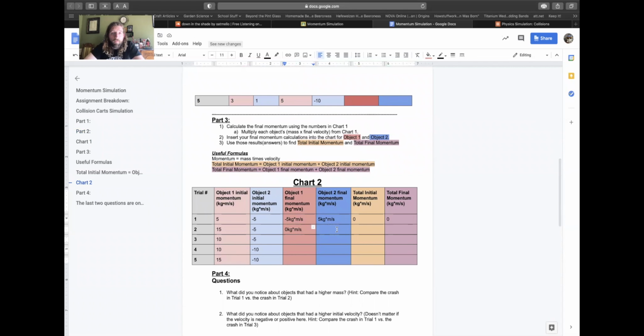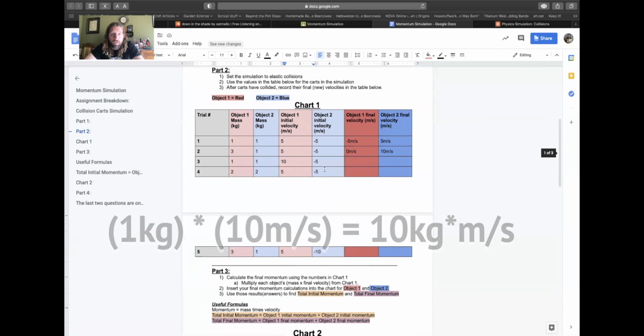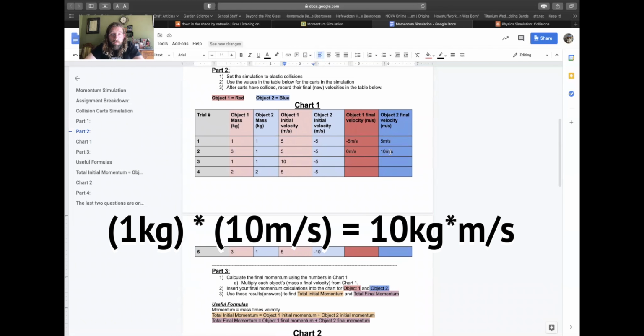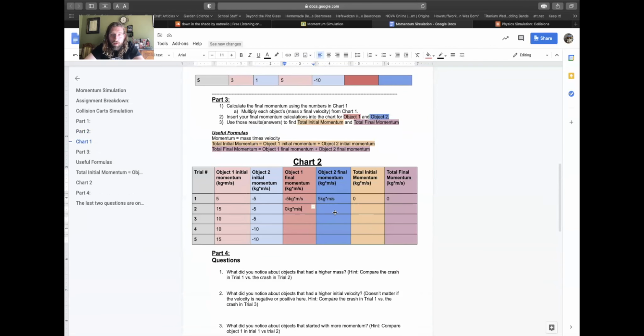Then my final momentum for object number 2, I have to go do that calculation. So it's 10 meters per second was my final velocity, and my mass was 1. 1 times 10 is 10. So math pretty easy there too. This would be 10 kilogram meters per second. There. Now you can see that's how you fill out these right here.